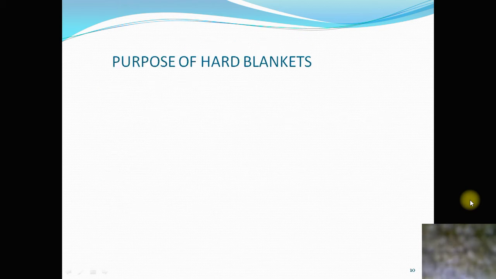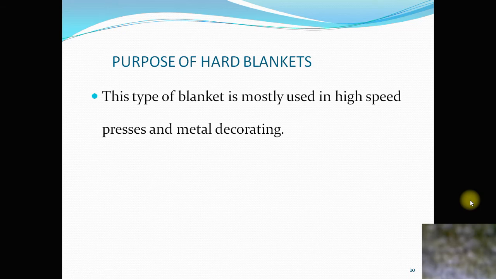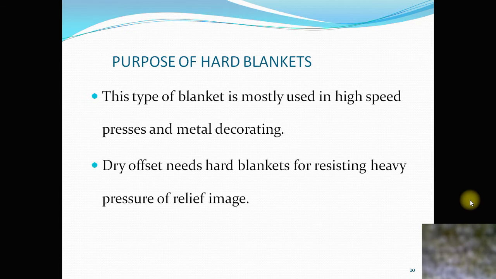The purpose of this hard blanket, this type of blanket, is mostly used in high-speed presses and metal decorating. For metal decorating and high-speed presses, these hard blankets are used. And dry offset needs hard blankets for resisting heavy pressure of a relief image. In dry offset, I think you might be knowing about dry offset.